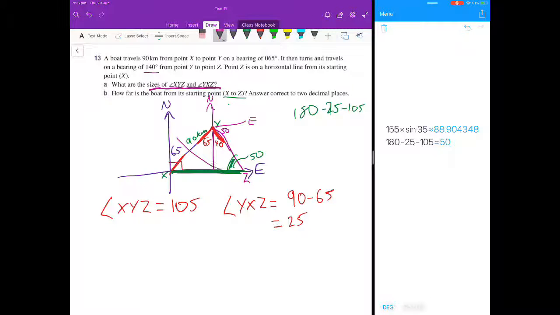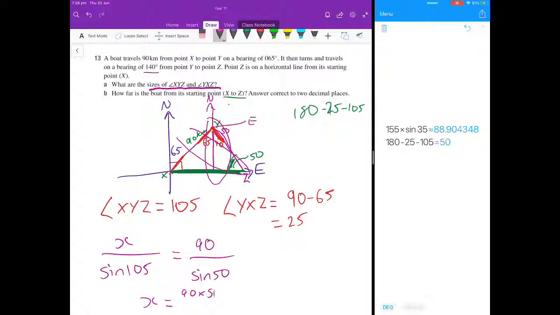Do our lovely circles. Our 50 degrees is across our 90. Our 105 is across from the side that we want. So x on sine 105 is 90 on sine 50. Move it around to get x on its own, and x is 90 times sine 105 over sine 50. Chuck them into a calculator, go 2 decimal places because that's what the question asked for. And we should be sweet for question 13.